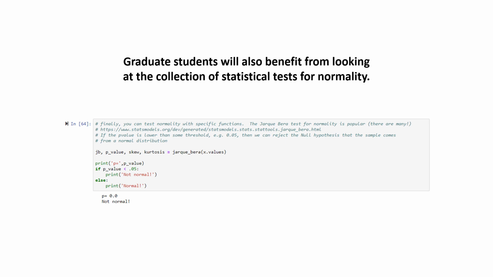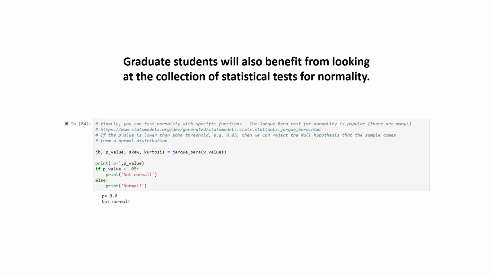For the graduate students, it's often good to look at more formal tests of normality. So if you're writing your dissertation, it's generally not good enough to just sort of eyeball a histogram. You're going to want to run a real statistical test on this. There are a variety of tests that do this. This is one of them. If you have an interest in that, definitely come talk to me.